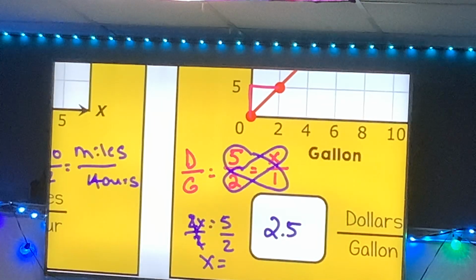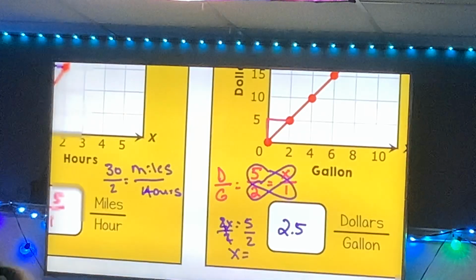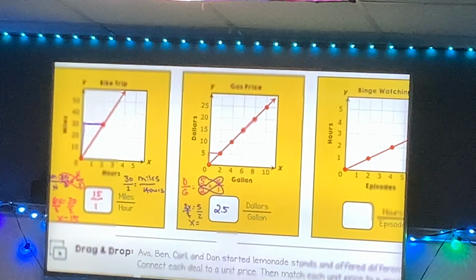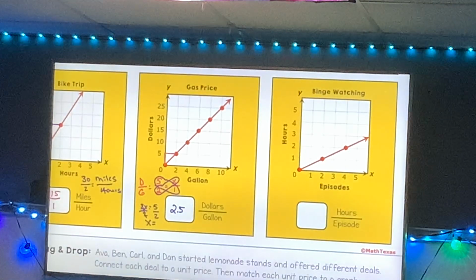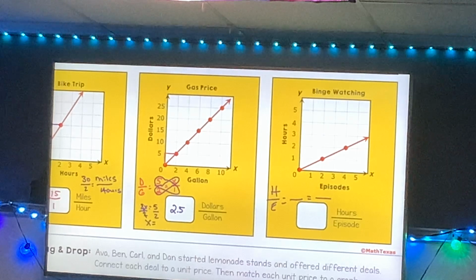You try the last one. And I want to see all your work shown like we do it. And we're talking about hours over episode equals blank equals blank. I just wrote up in my box, but y'all have plenty of room to write there underneath all that.